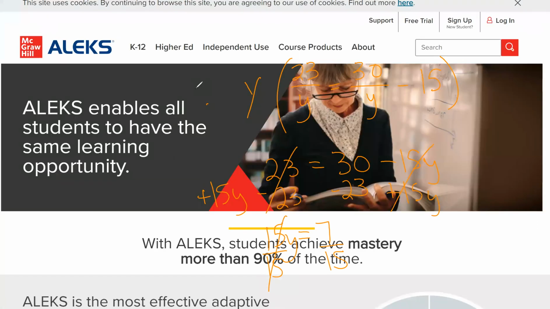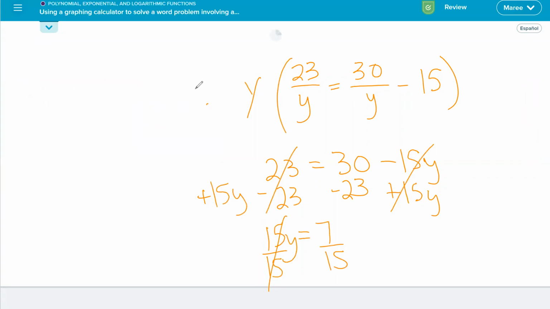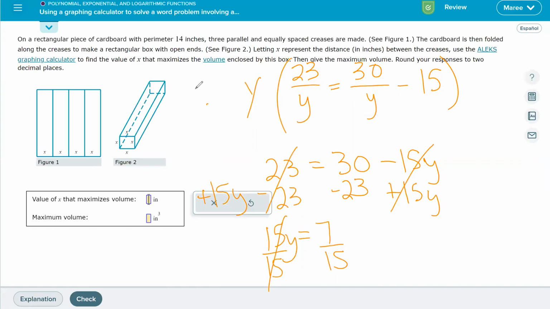Go back. What did I do? Give us a problem. Well, I lost it, but that's the end of the lesson.